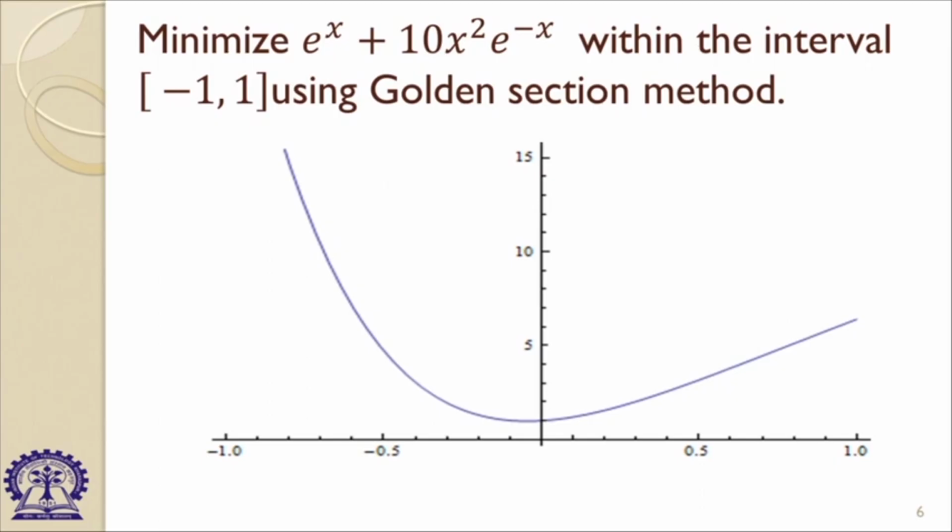How to do it? We will consider A as -1, B as 1, and we will consider 2 points x1 and x2, that is L2 star distant apart from -1 and 1.